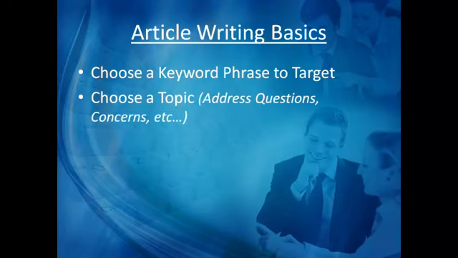Then you choose a topic that goes in line with that keyword phrase. Oftentimes I like to address questions or concerns that people in that industry might have. A great way to sort of find topics is go to sites like Yahoo Answers and see what questions people are asking. Also, you can go into forums that have to do with your industry and see what common threads and things people are talking about and answer questions in relation to that.